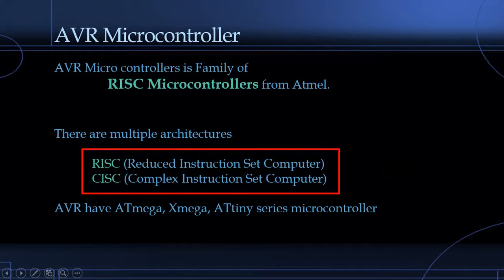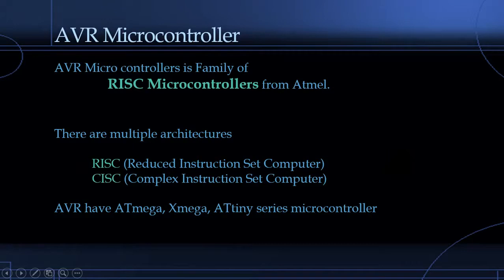There are two types of architectures, the RISC architecture and the CISC architecture. RISC means reduced instruction set computer, and CISC is complex instruction set computer. RISC architecture has advantages over CISC, such as a smaller instruction set. The ATmega32 microcontroller has only 131 instructions, and also it has a large set of registers.